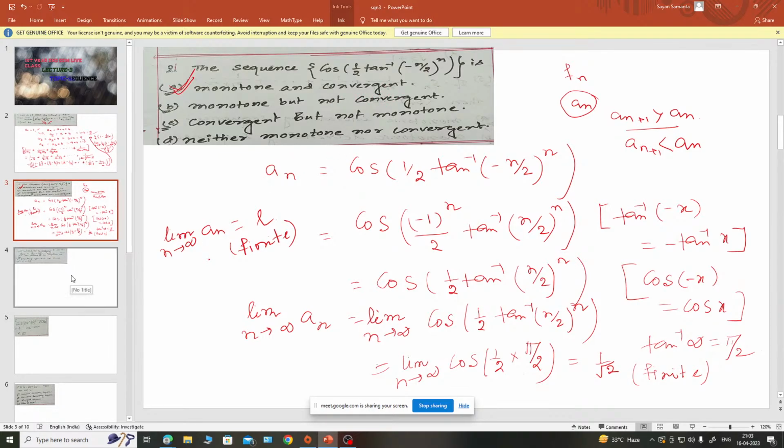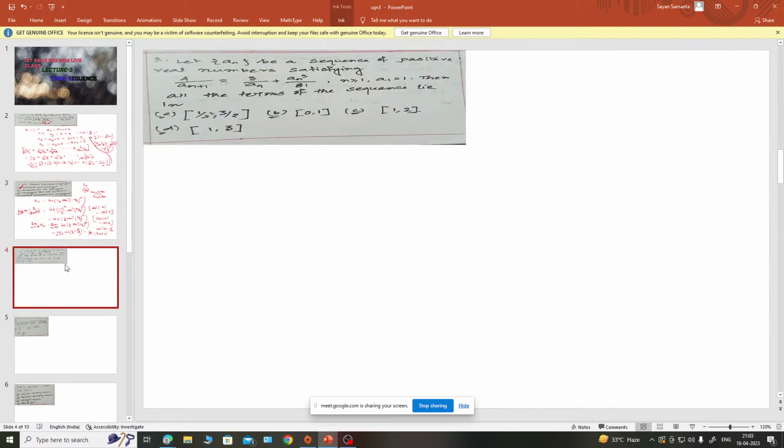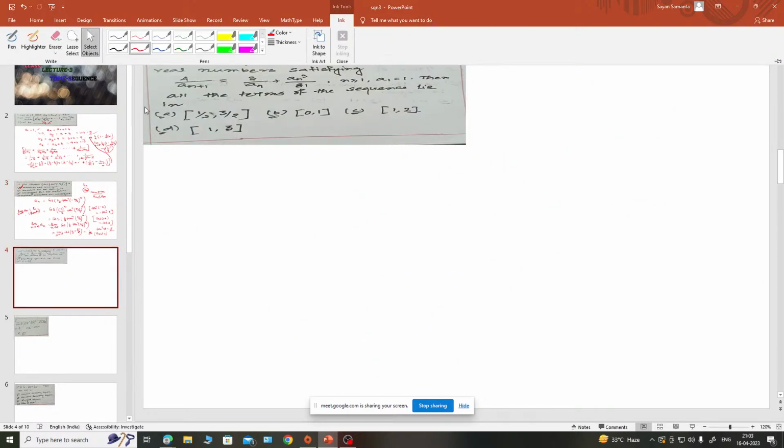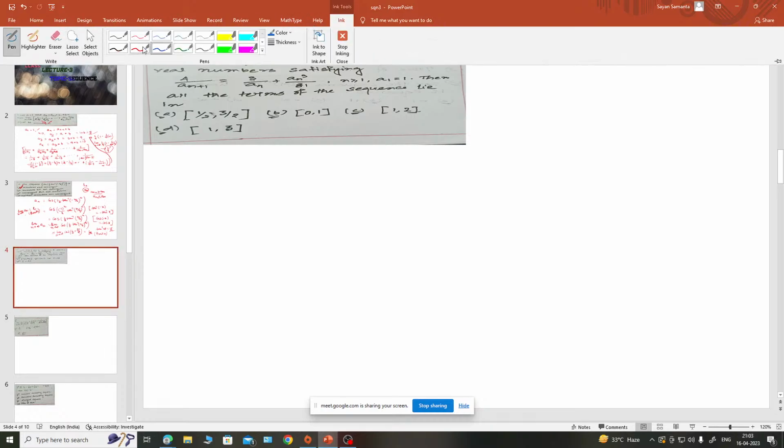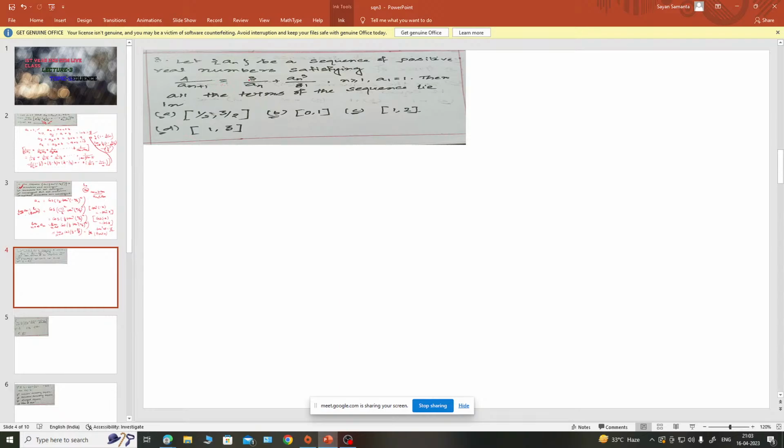Clear? Now go to the third question. First I will read this question. Let a n be a sequence of positive real numbers satisfying 4 by a n plus 1 is equal to 3 by a n plus a n cube by 81.